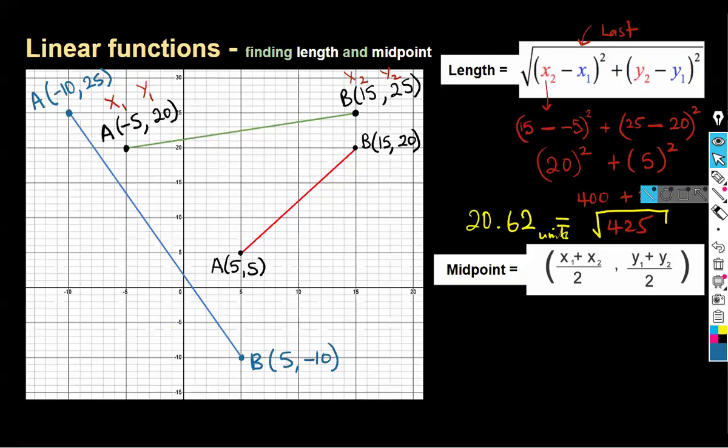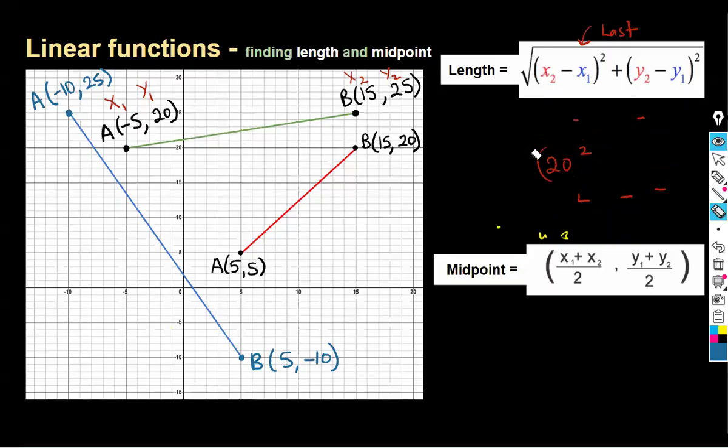All right, so let's go to our formula here. I'm going to choose the top point first, right? By now we know this is x1, this is y1. Below is x2 and y2, right?